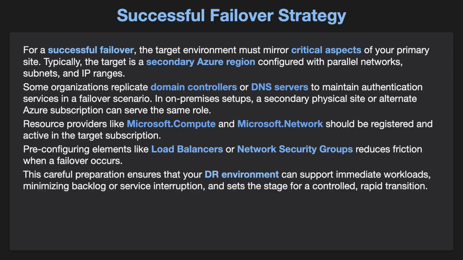Pre-configuring elements like load balancers or network security groups reduces friction when a failover occurs. This careful preparation ensures that your DR environment can support immediate workloads, minimizing backlog or service interruption, and sets the stage for a controlled, rapid transition.